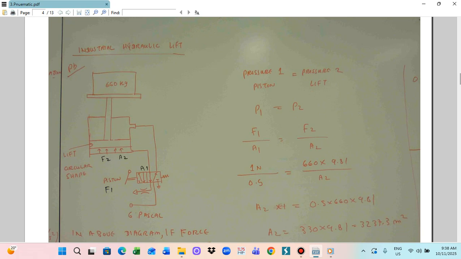The 360 kilogram load will move upward. Because of this, in the above diagram, the pressure is one and the force F1 is 1 Newton. The force of 1 Newton is applied to the piston with a 0.5 square meter cross-sectional area to lift 360 kilograms. What will be the diameter of the lift? So you have to find the diameter of the lift. Normally we call it a circular shape, that's why it's a circular shape.